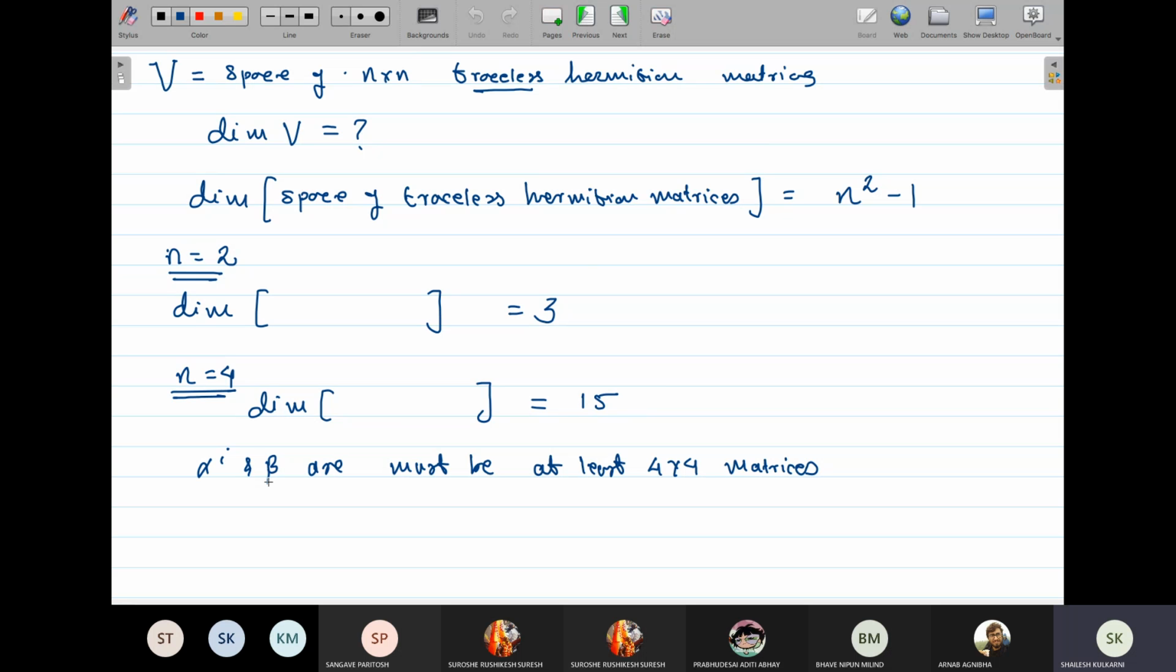So that's why these alpha i's and beta must be at least 4 cross 4 matrices. At least 4 cross 4. They could be 6 cross 6, could be 8 cross 8, and so on. Is this clear? But it turns out that 4 cross 4 is sufficient. It will accommodate all the physics of the Dirac equation. Obviously, one can go and construct the higher dimensional representations.